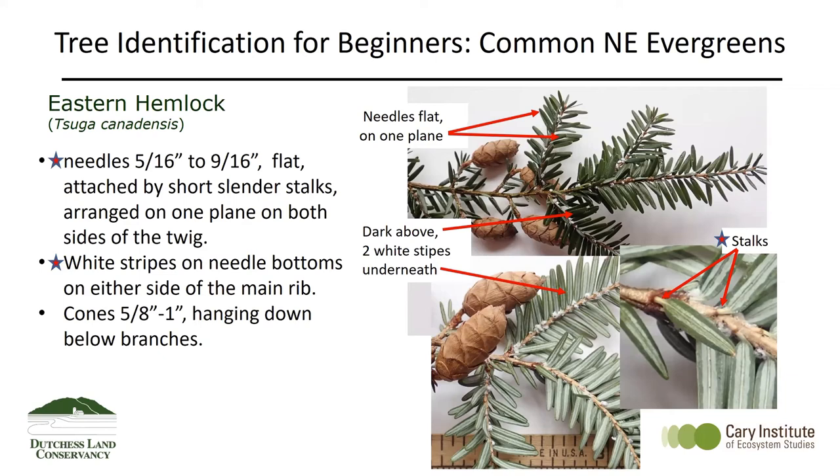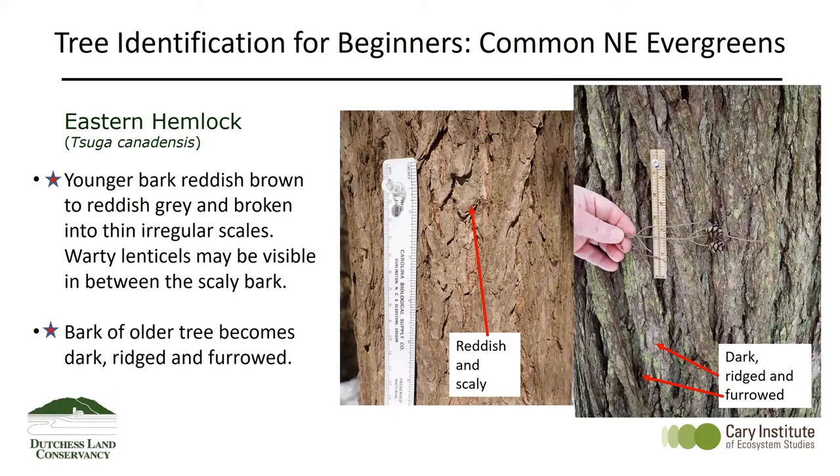Like many trees, the eastern hemlock bark varies with age, but it's reddish and scaly when it's young and turns dark with ridges and furrows as it gets older, much like a white pine. You could confuse that bark potentially with white pine. The color is a little different, but if you look at the foliage in combination with the bark, you'll know exactly what you have.